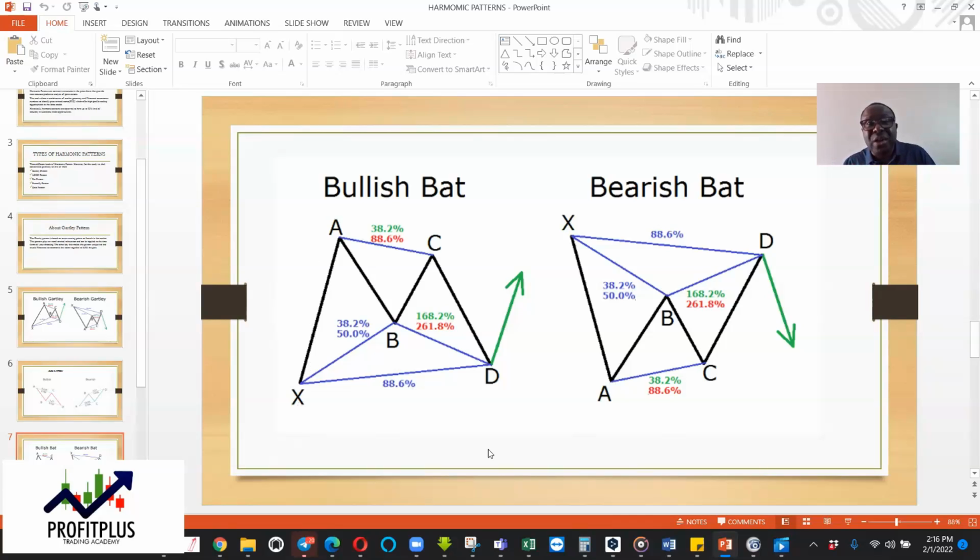When these conditions are complete, this D area forms a price reversal zone where you can begin to look for an opportunity to buy the market back. This is the bullish BAT. The market moved from X to A in the bullish direction, and is now correcting in this BAT pattern, following the various levels of retracement that we have pointed out here.